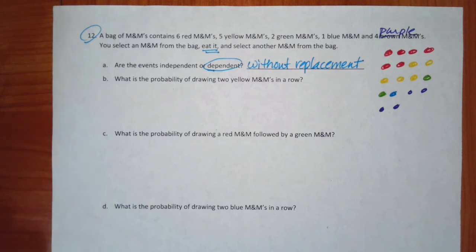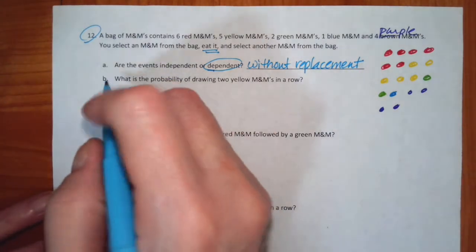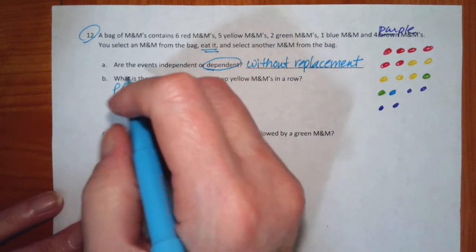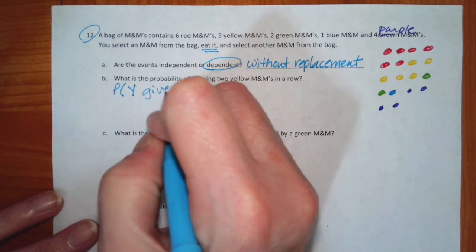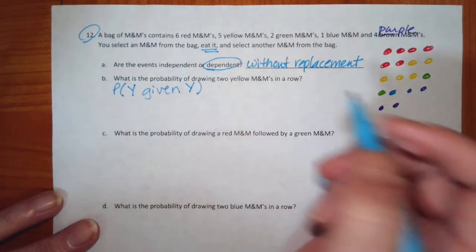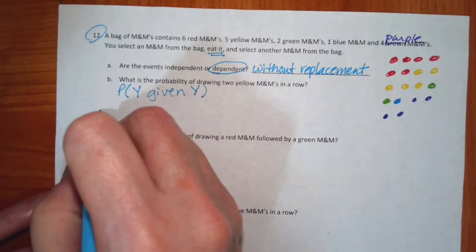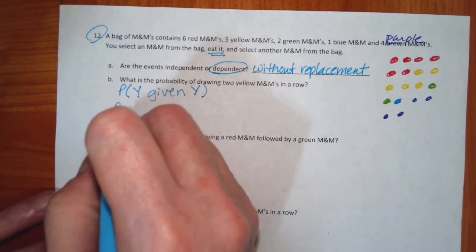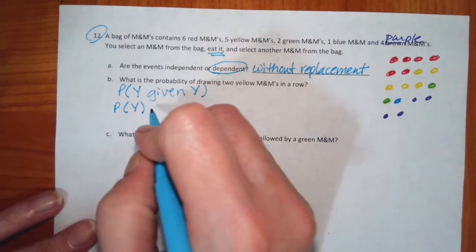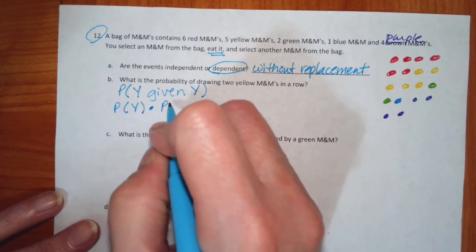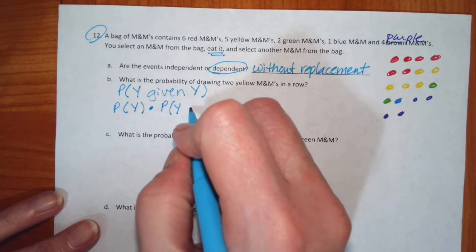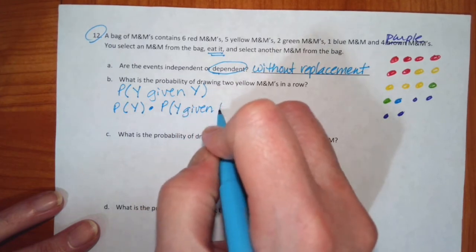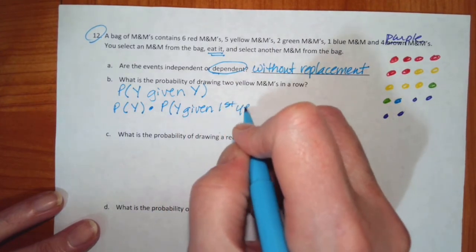Okay, so what is the probability of drawing 2 yellows? So let's see what we've got here. So the probability of a yellow given a yellow. So that's going to be the probability of a yellow times the probability of a yellow given the first yellow.